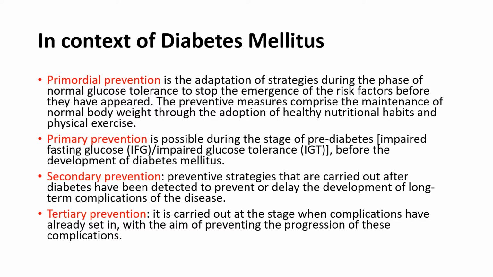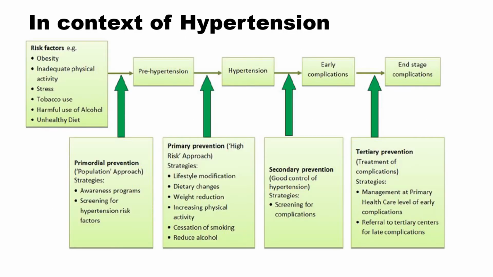Secondary prevention in this context would be preventive strategies that are carried out after diabetes has been detected, to prevent or delay the development of long-term complications of the disease. And tertiary prevention would be carried out at the stage when the complications have already set in, but the aim is preventing the progression of such complications.